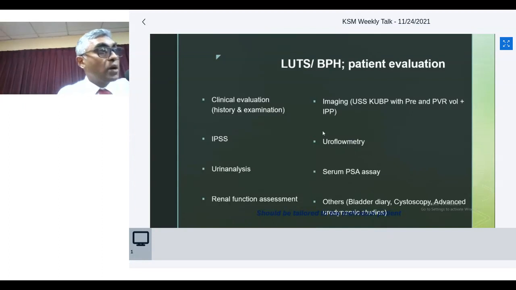Other things help us diagnose when the treatments fail, like bladder diaries. When they are not improving, we can use that. Cystoscopy, if we are suspicious of anything other than BPH, and advanced urodynamic studies when we are failing in surgical procedures or the patient is very young and we can't explain the symptoms.